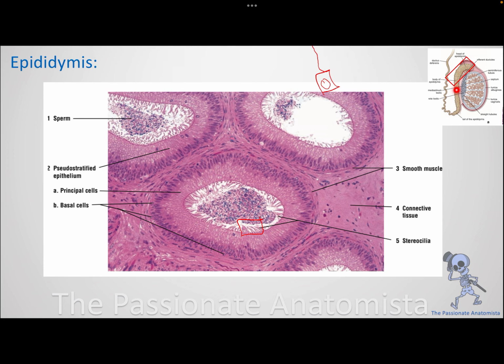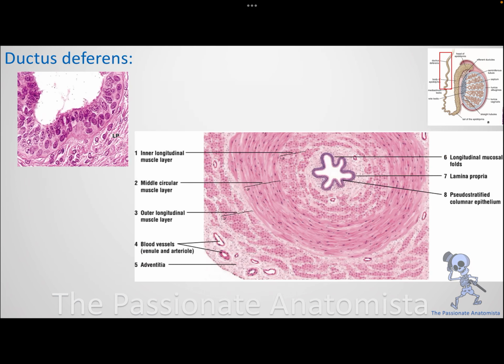Here we already know how to swim, so we don't need that much fluid. Thanks to the stereocilia, it's going to absorb a lot of fluid and get the sperms matured and stored, and then they're going to be moved and propelled to the next station through the ductus deferens, and then get into the pelvic cavity. So this is how the epididymis would look.